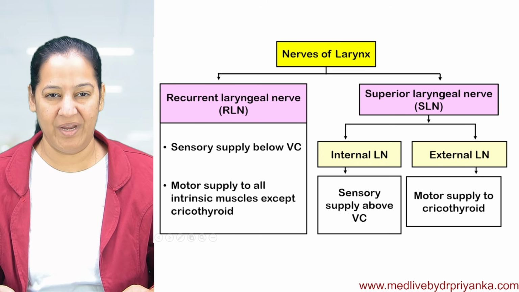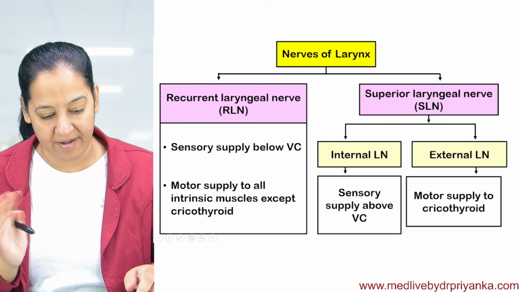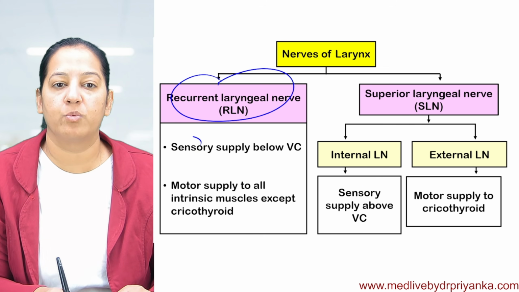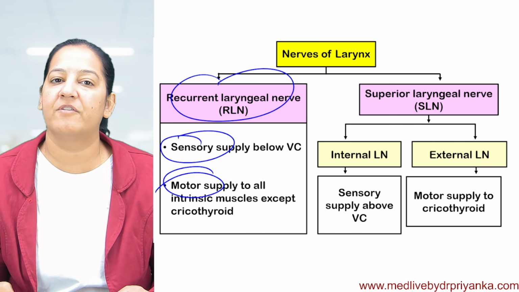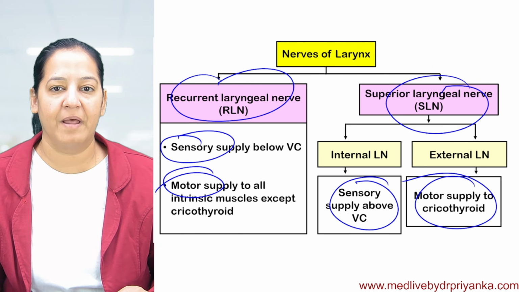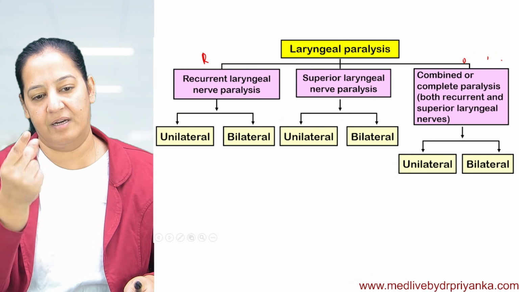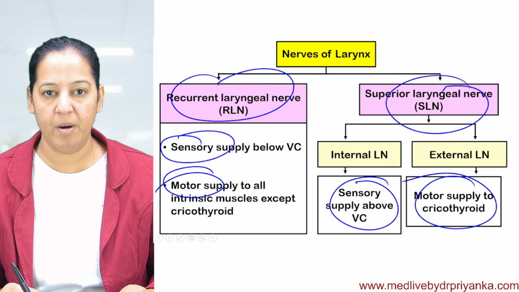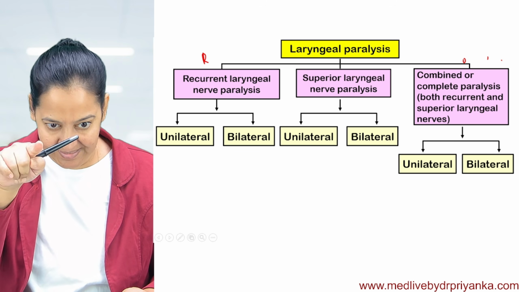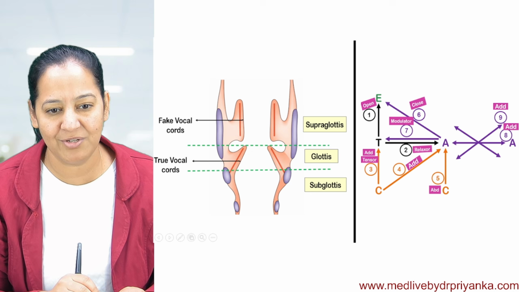Now, people, wait. I'm having a very unique way of teaching you. Wait, you are already aware of this? RLN supplies what and what? What is the sensory supply of RLN? What is the motor supply of RLN? You know. SLN, what is the sensory supply of SLN? What is the motor supply of SLN? Why don't you combine this with this? Your 6 paralyses will be done. Shall I combine this flowchart with this flowchart? Let's merge the two.